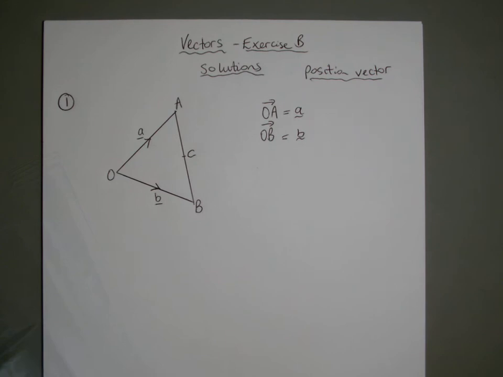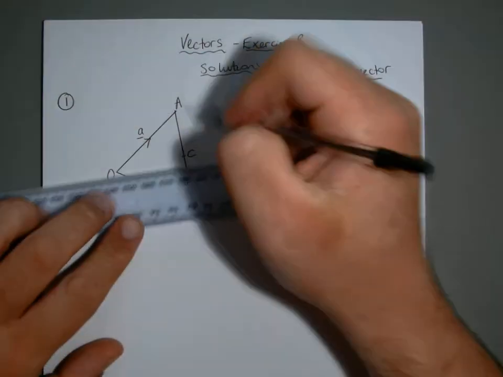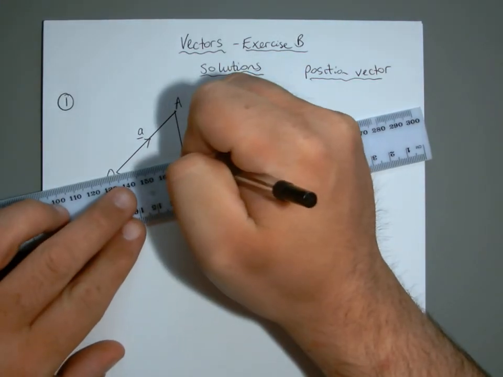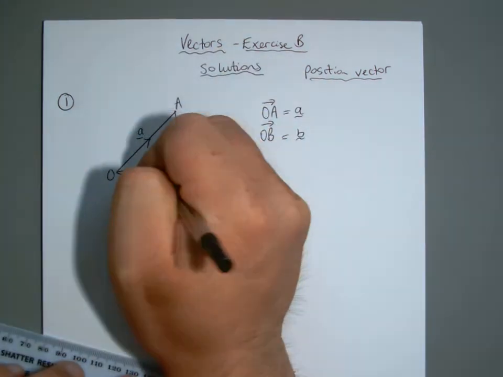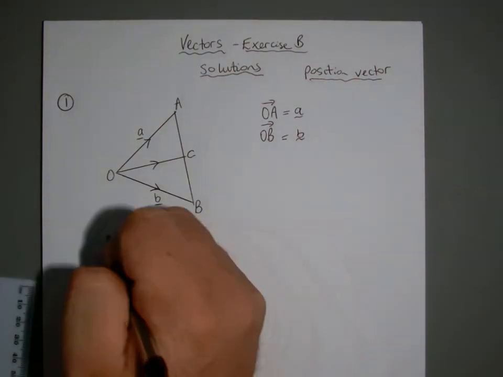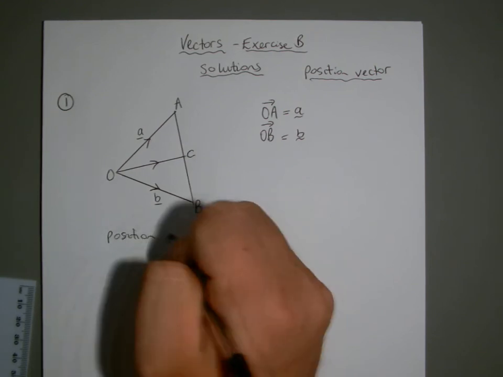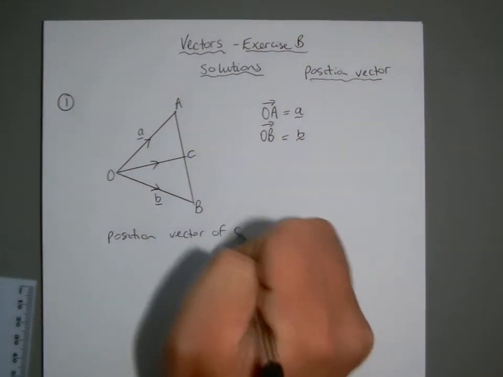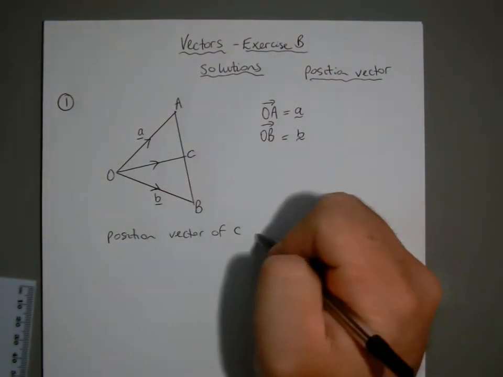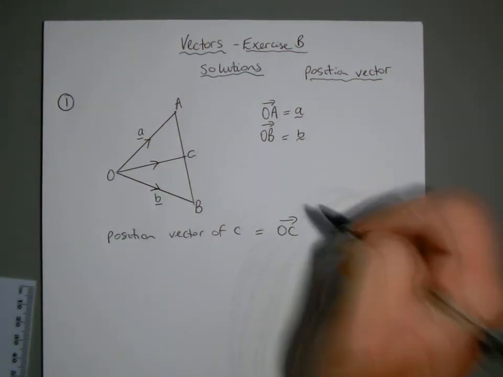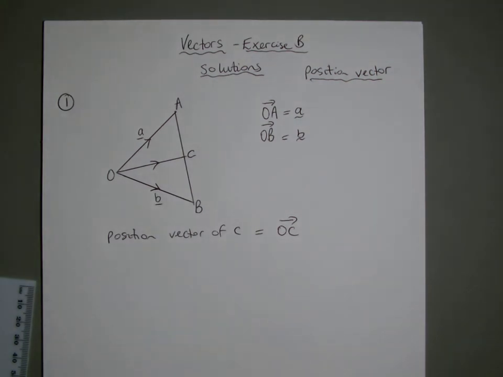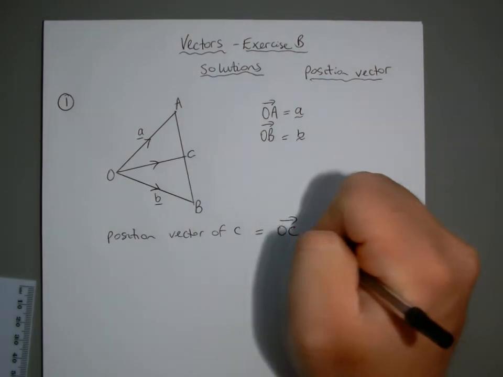Now we want the position vector of C. In other words, where is it positioned? Where is it located? How do you get to C from the origin? So what we need to draw in is that vector OC. That's what we're looking for. When they ask for the position vector of point C, what they're really looking for is this vector OC. How do you get to it? It's like a coordinate, you can think of it that way. So how can we create that vector OC?